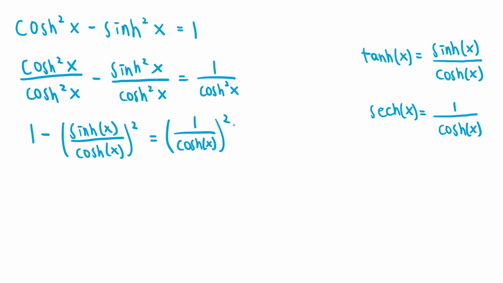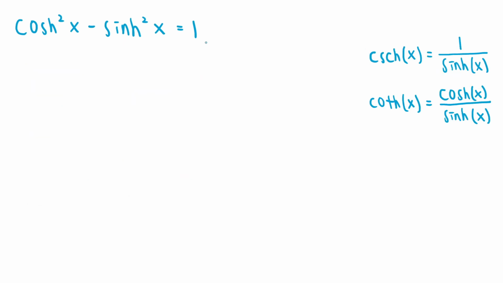Recall that sinh of x over cosh of x is just the definition of tanh of x, so we can rewrite the sinh of x over cosh of x all squared term as tanh of x all squared, which is just tanh squared of x, and 1 over cosh of x is the definition of sech of x. So 1 over cosh of x all squared is just sech of x all squared, or sech squared of x. So this means 1 minus tanh squared of x equals sech squared of x, which is the identity we were trying to prove.